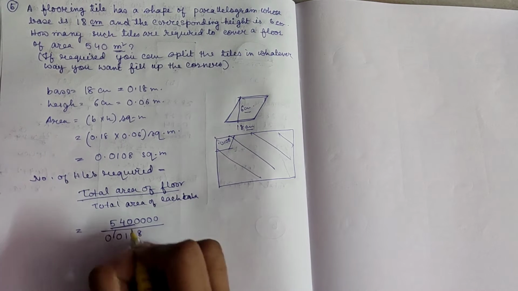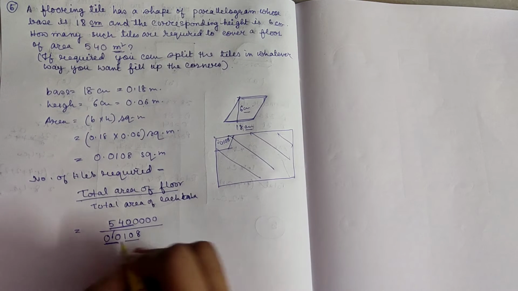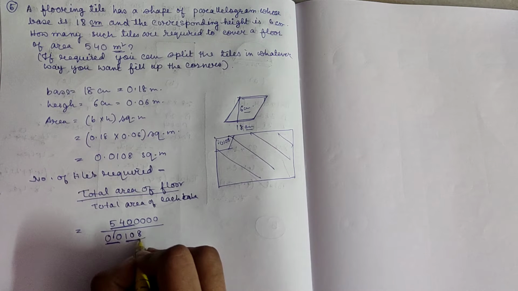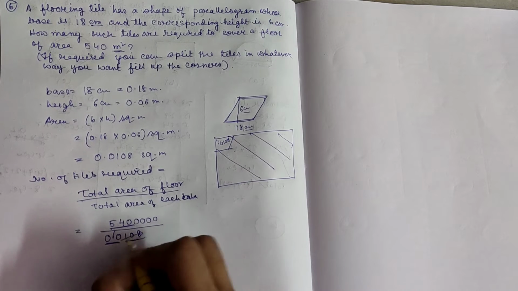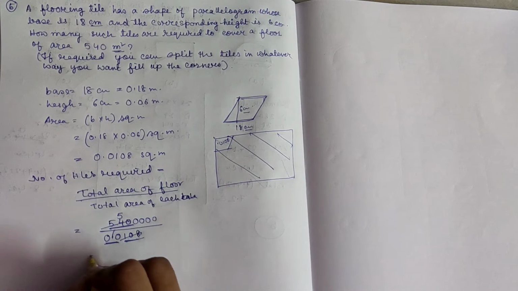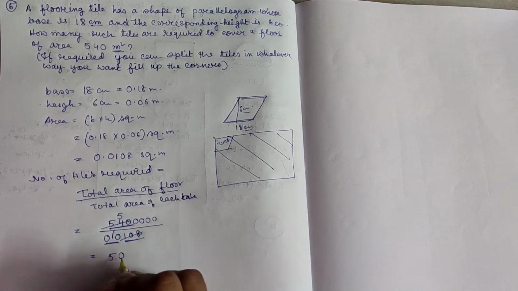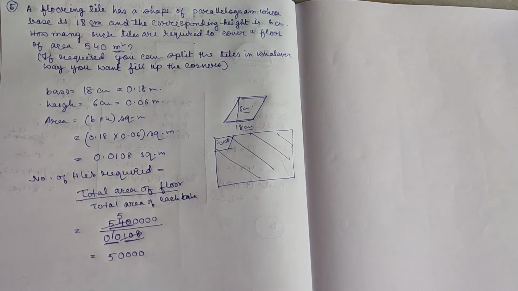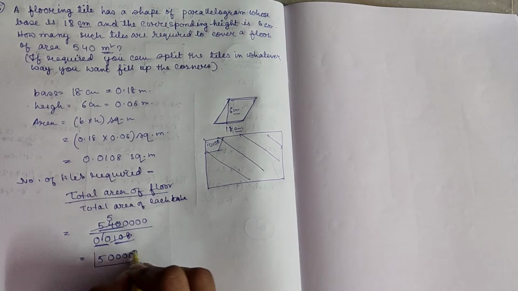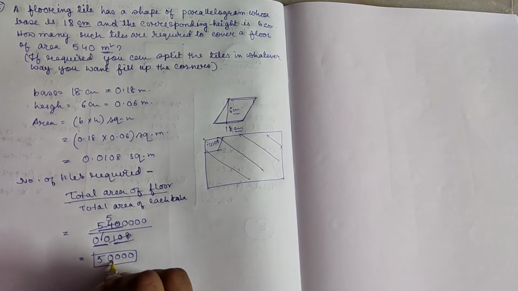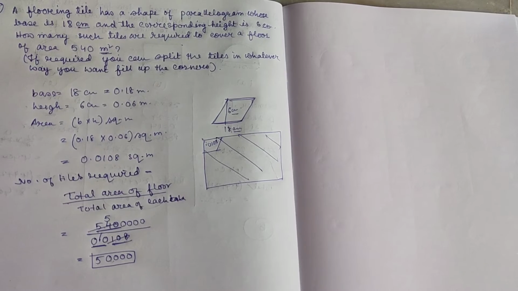If I divide 540 by only, because the left side 0 has no value, I'll consider this number as only a 3-digit number, that is 108. So 540 divided by 108 is 5. And after 5, how many zeros? 1, 2, 3, 4. So let's add 4 zeros. So how many tiles are required? 50,000 tiles are required to cover the total area.